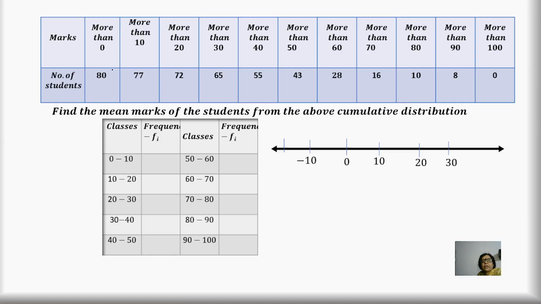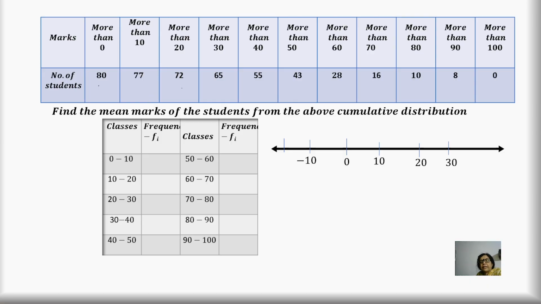The next question that we have is, the data again is given in a slightly different manner. This is also cumulative frequency distribution, but here you find that the data is given in the more than format. The first row shows more than 0. The number of students securing more than 0 are 80. So this is the total number of students. More than 10 is 77. More than 20 is 72.